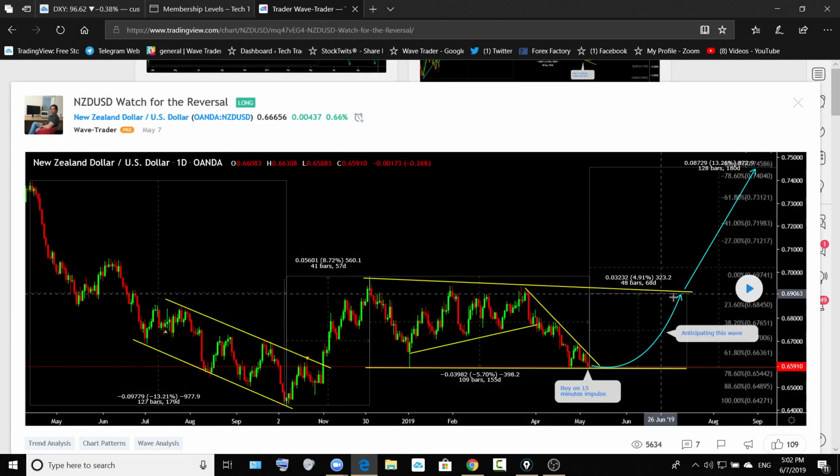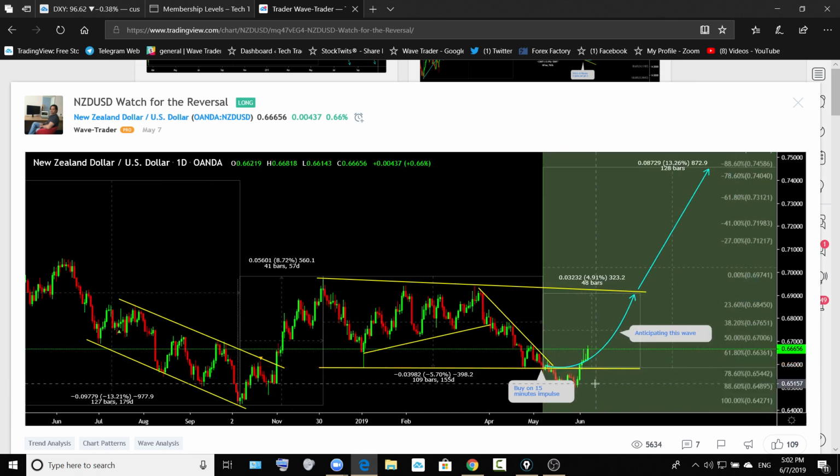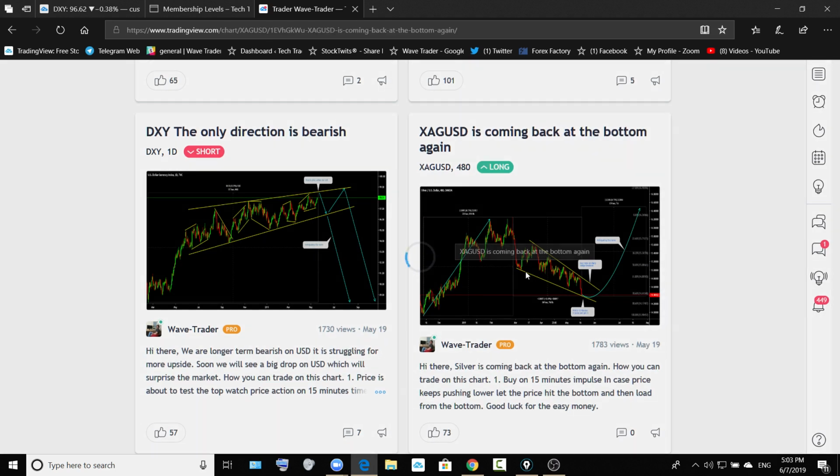So Kiwi dollar is pushing for upside within that expanding triangle ABC move. For next week, the correction has already happened over there and it is pushing higher, and I will explain what to do next. There is a possibility that this pair can still visit the bottom for one more drop before going higher. This possibility still exists, and we'll let you know how to trade that move for one more drop.